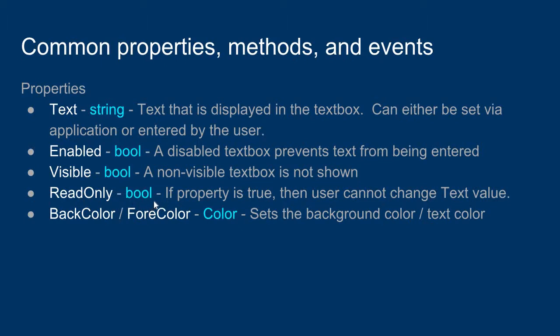If the read-only property is set to true, then you are declaring that text box to be an output text box. So the user will see it, but can no longer click on it and enter values. You can only use it to output values from the application. And then the back color and fore color properties allow the user to change the color formatting.